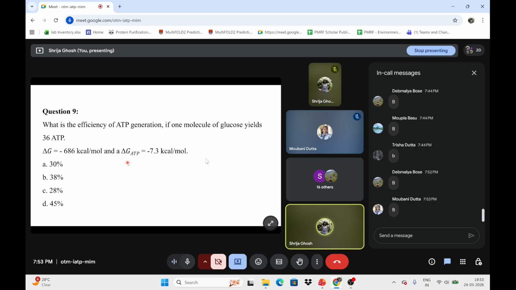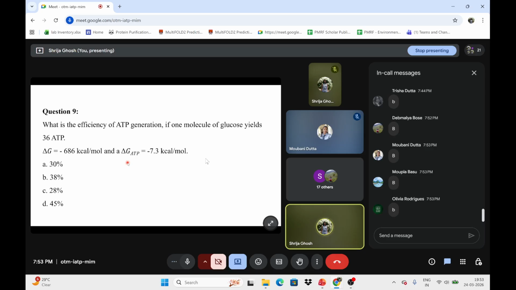Others also, I request, quickly do the calculation. For one molecule of ATP, the free energy is given as minus 7.3 kilocalorie per mole. So first calculate how much energy is required by 36 ATP, and then you have the total energy given. Just find the percentage of ATP energy from the total energy. So you will get the efficiency.